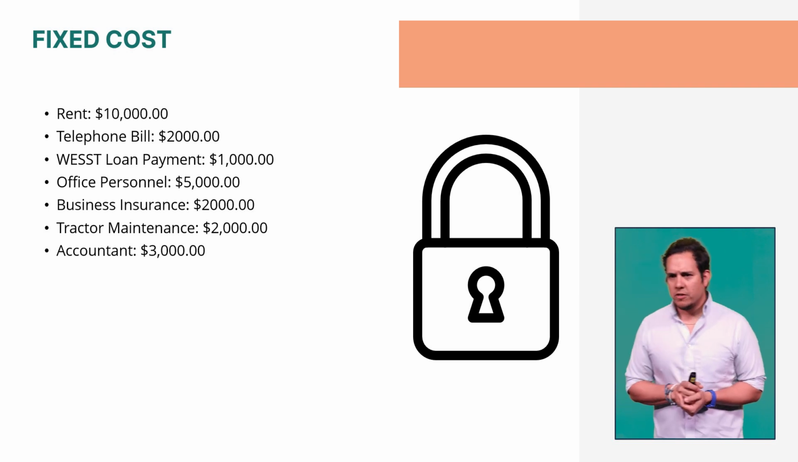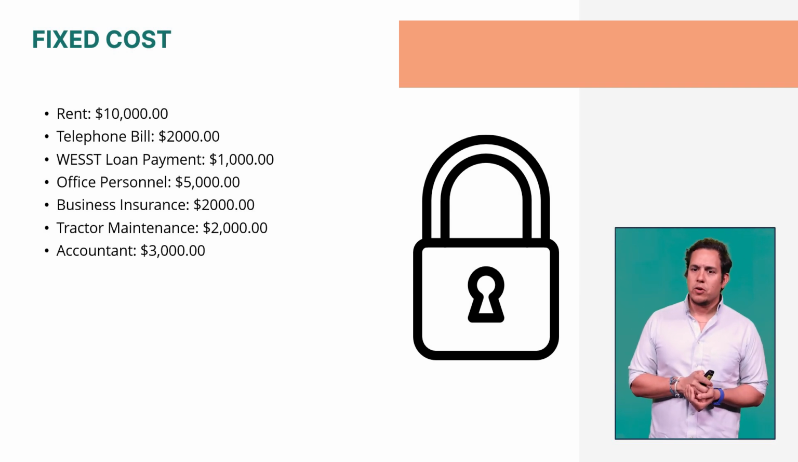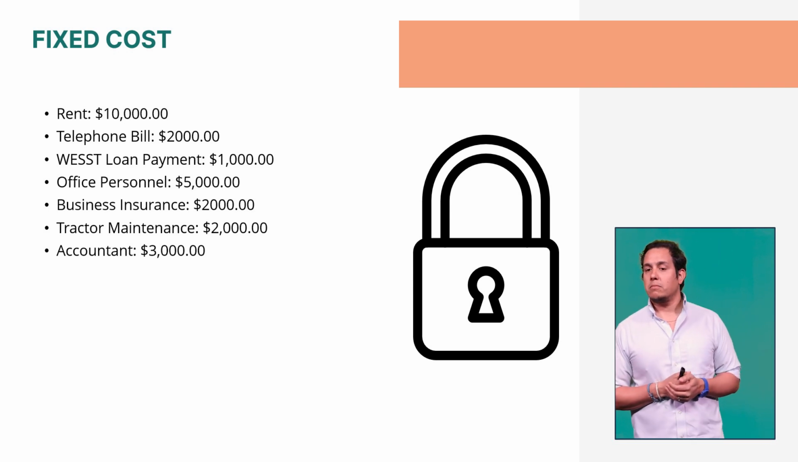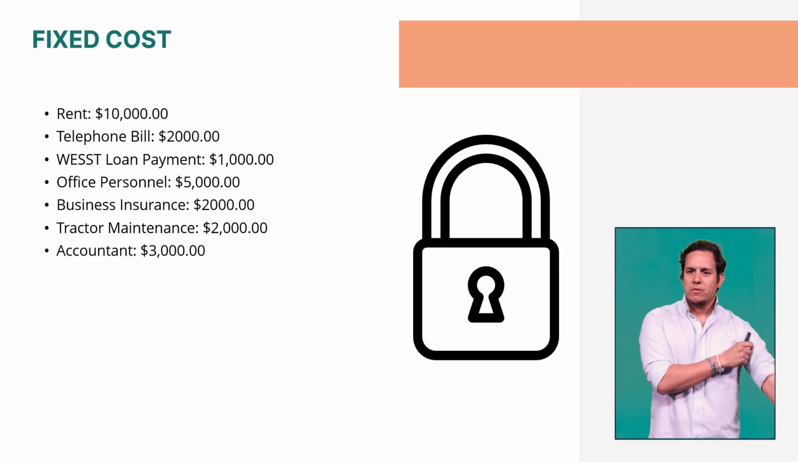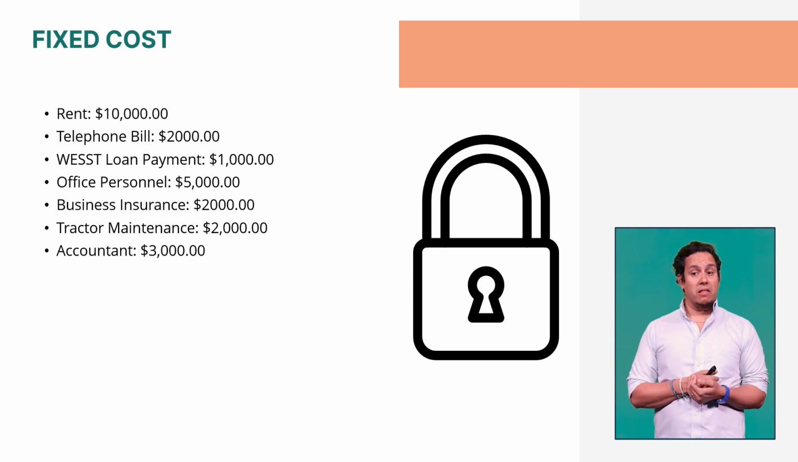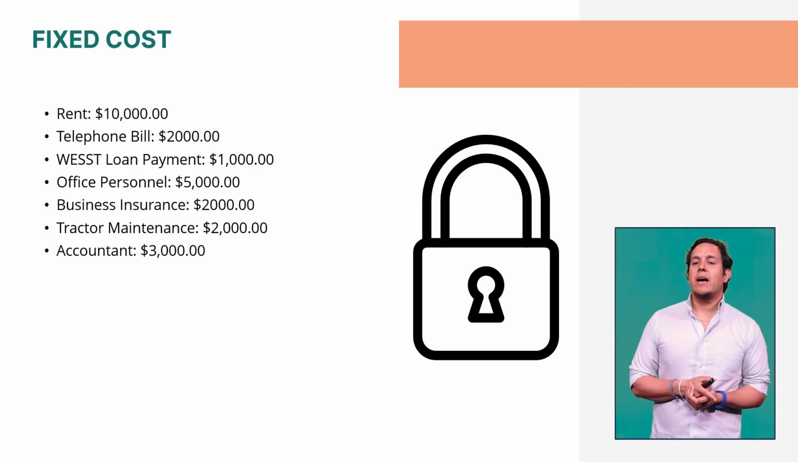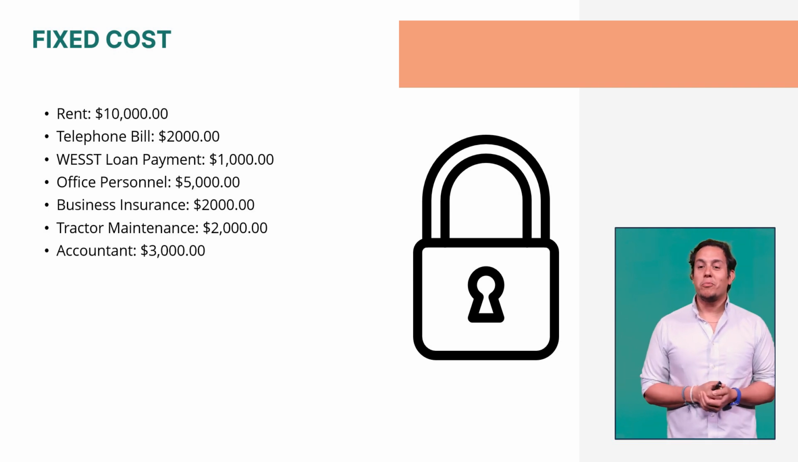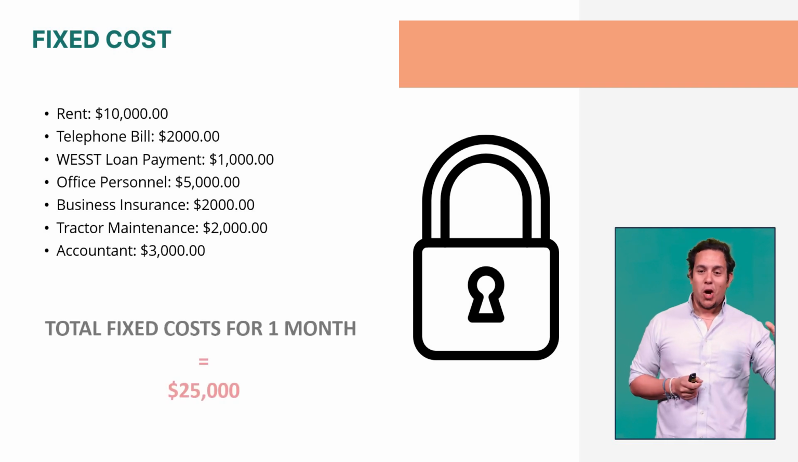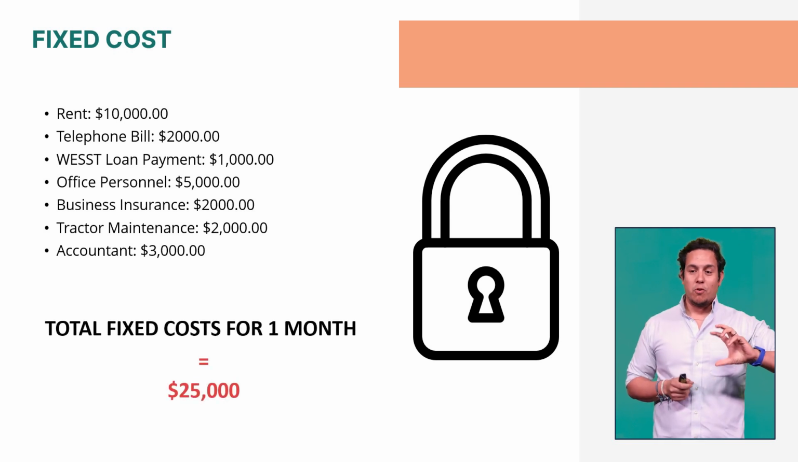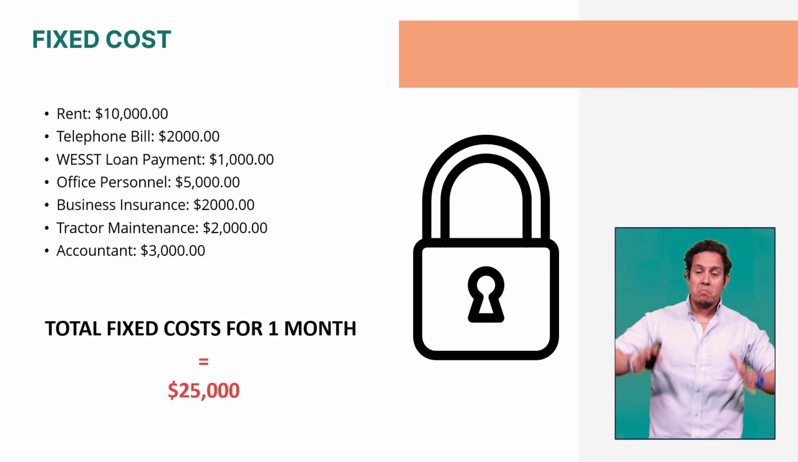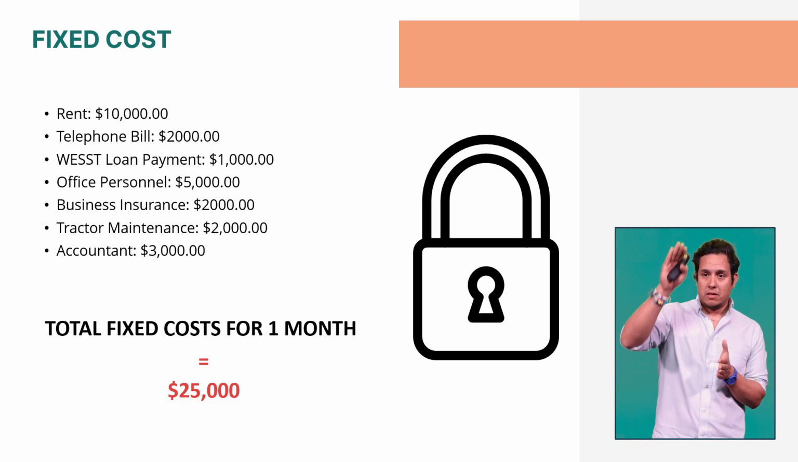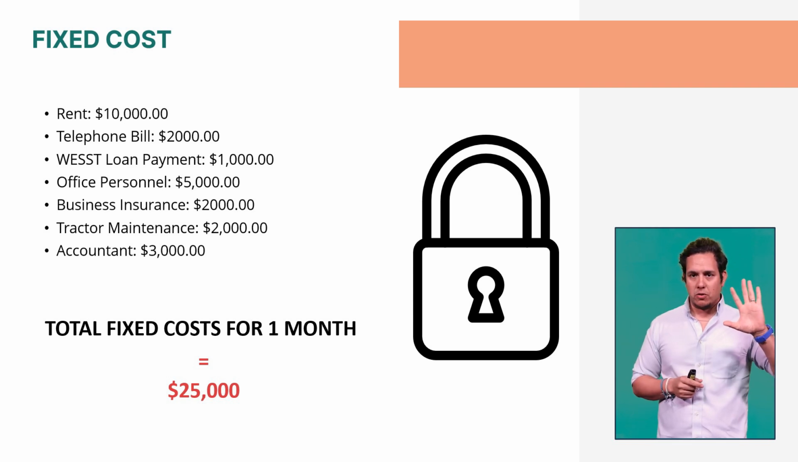We've got business insurance for $2,000. Great. We've got tractor maintenance, $2,000. Those tractors need their maintenance, and that's big and expensive, so $2,000 a month. Accountant, $3,000. Must be a really good accountant. So total fixed costs for 1 month. Remember, these are monthly costs. Total fixed costs, if we add them all up, $25,000.